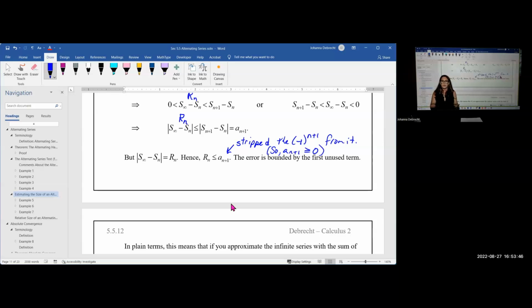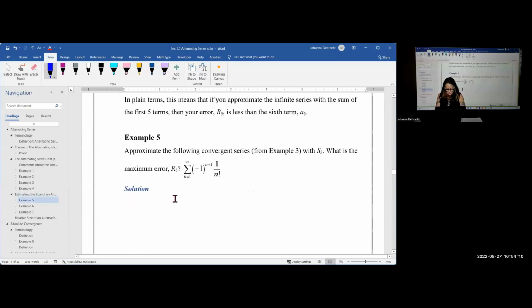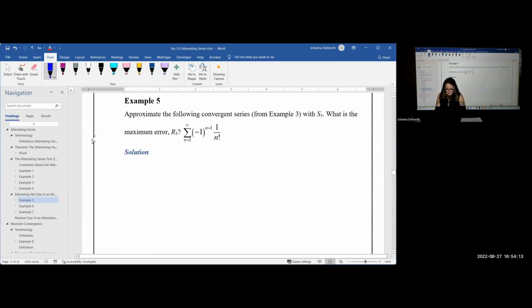Now, this is much simpler than what we did for the integral test, where our remainder was bounded between two improper integrals. We had the integral from n plus 1 to infinity, and then the integral from n to infinity, providing an upper bound, and the one from n plus 1 to infinity providing a lower bound for that error term. So let's take a look now at example 5 and see how we can put an estimate of the maximum error if we use S5 to approximate the infinite series.